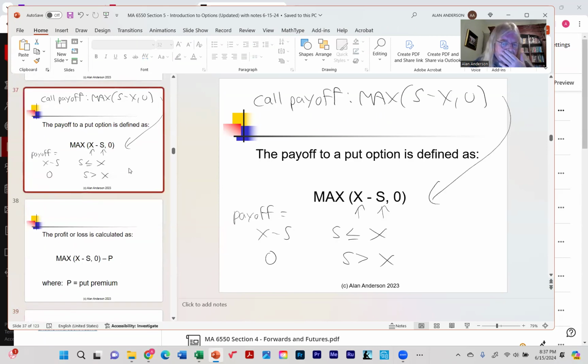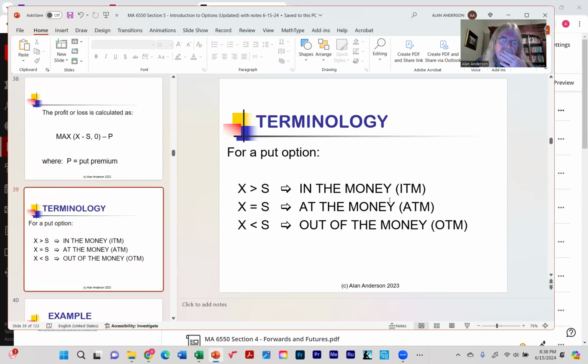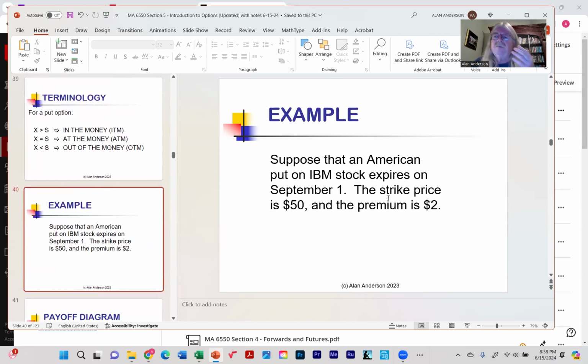Now, just like before, we have to take into account the premium that we paid for this put. And it's the same logic. It's the payoff minus the cost, or the put premium, as it's called. So why don't we look at the diagrams for a put?